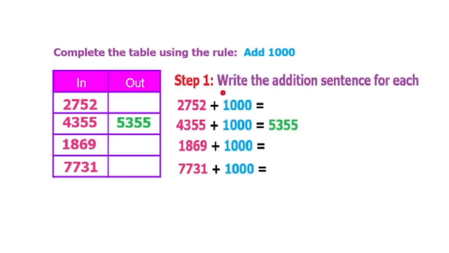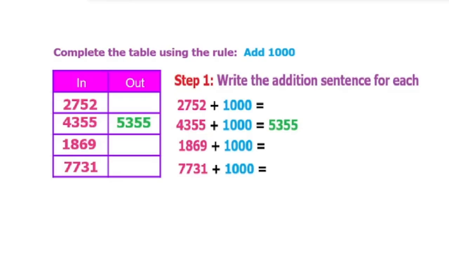So let's do the steps. Step one, there's really just one step, is write the addition sentence for each. So we take each one of these input numbers and add 1000 to them. Okay, and so let's do that.